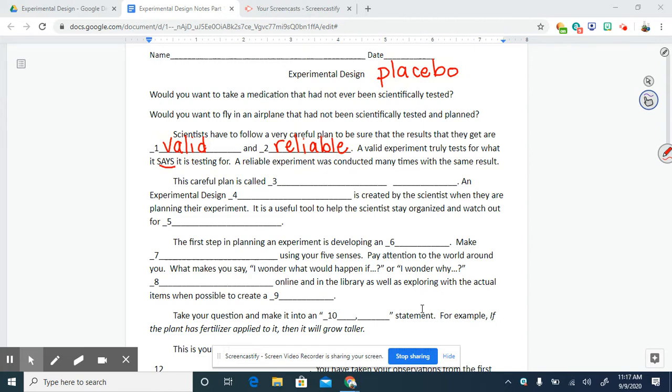A reliable experiment is conducted many times with the same result. So you can conduct the same test over and over and over again and get the same or similar results. So like the temperature that water boils at sea level, or how fast an object falls at certain altitudes, all of that stays the same no matter what. It's been tested over and over again. So we've already said that this careful plan is called experimental design.